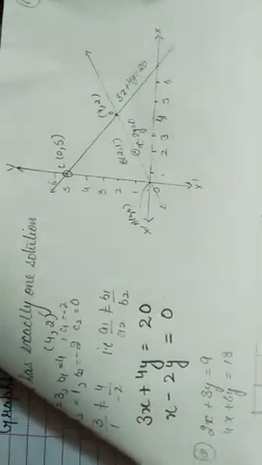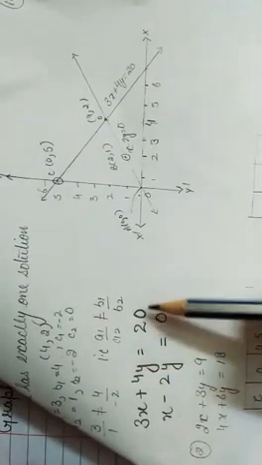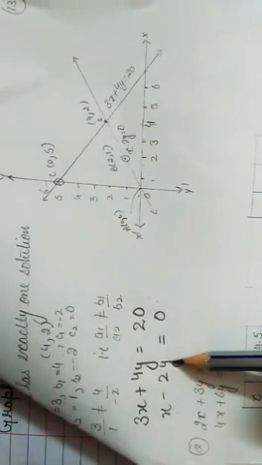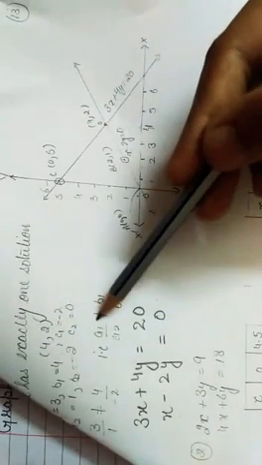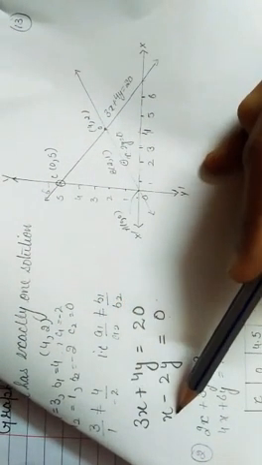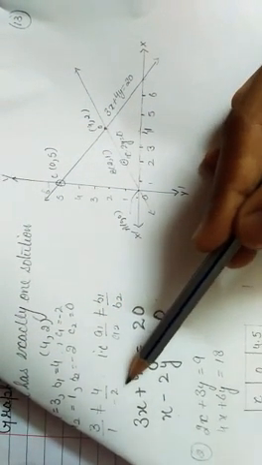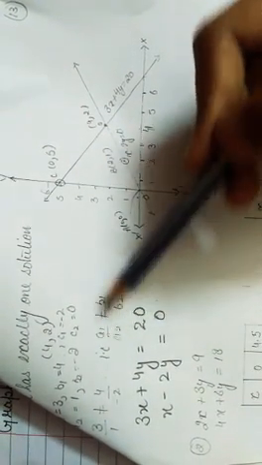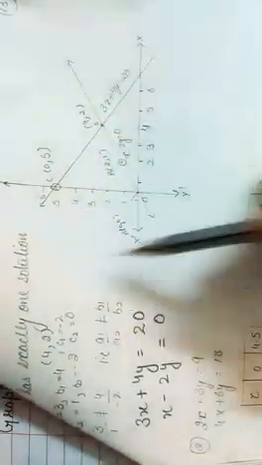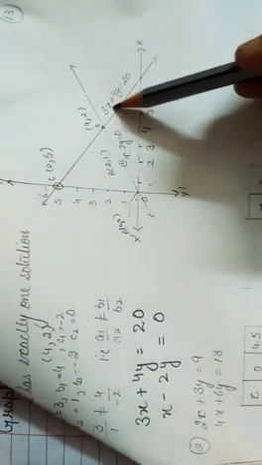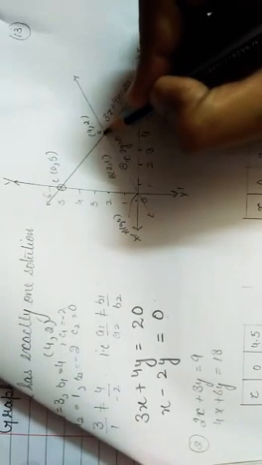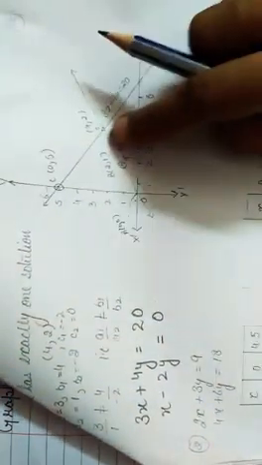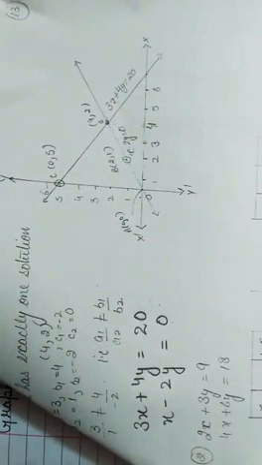Consider two lines, 3x plus 4y equals 20 and x minus 2y equals 0. When we compare these ratios, we find that a1 upon a2, that is 3 upon 1, is not equal to b1 upon b2, that is 4 upon minus 2. As I told you, if these ratios are not equal, in the graph we can also see that these are intersecting lines. As these two lines intersect at this point, this point is the solution of the equations, that is, only one solution.